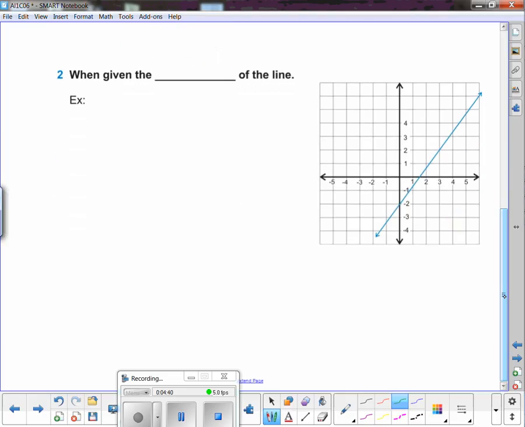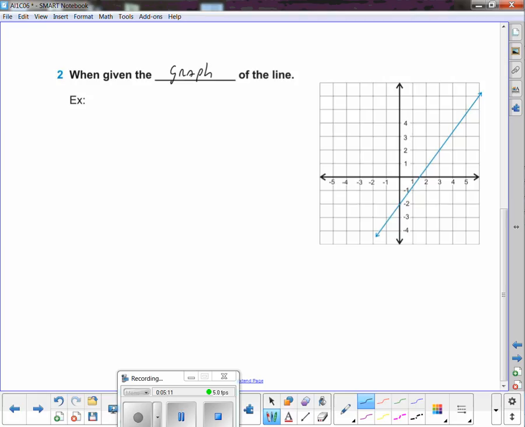Okay. Second scenario. The second scenario is when given the graph of the line. You're given the graph of the line. Okay, so once again, the question would be like this: write the equation of the line for the given graph.